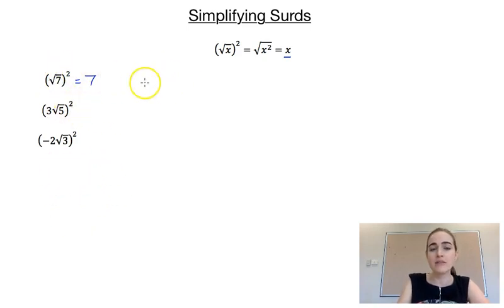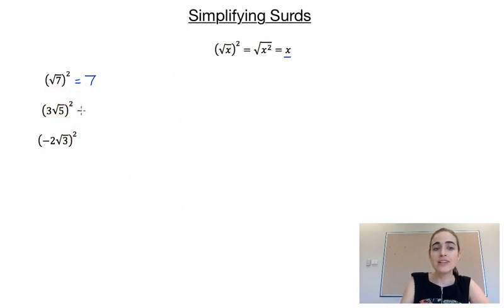The other way you can think about that is the square root of 7 squared. When we square something, it means we times it by itself. So we'd have the square root of 7 times the square root of 7. And when we multiply, we can actually multiply the numbers underneath, and we'd get the square root of 49 because 7 times 7 is 49. But we know that the square root of 49 is 7. So the shortcut is just to recognize that relationship.